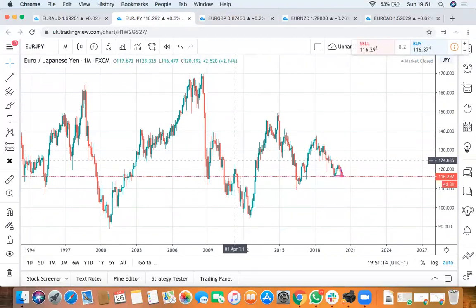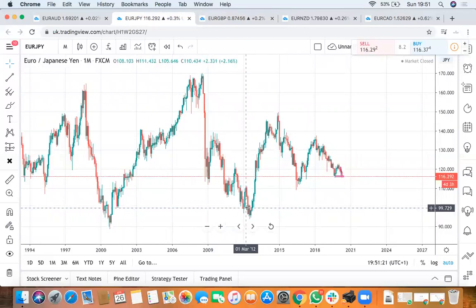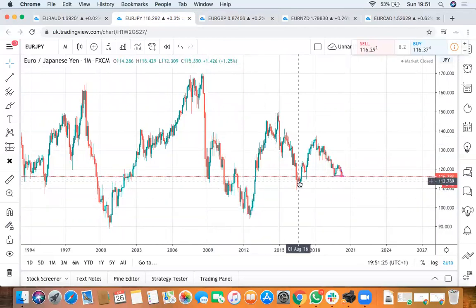Euro JPY monthly time frame, we can see that we are returning to the areas that we left, which means that price came into here.